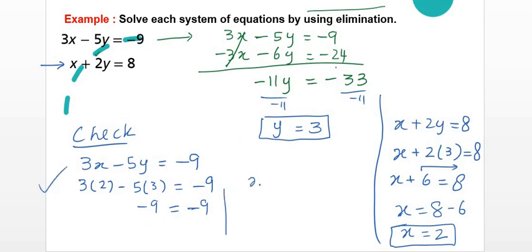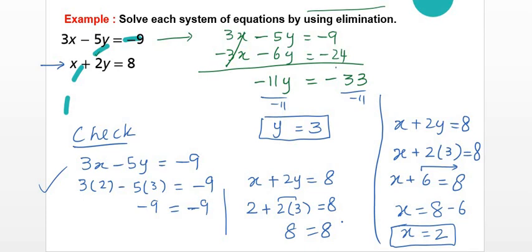Now let's substitute it in the second equation. The second equation says x plus 2y equals 8. X is going to be replaced by 2 and y is going to be replaced by 3. This is going to be 6. 6 plus 2 will be 8. So 8 equals 8. This shows that our answers are correct.